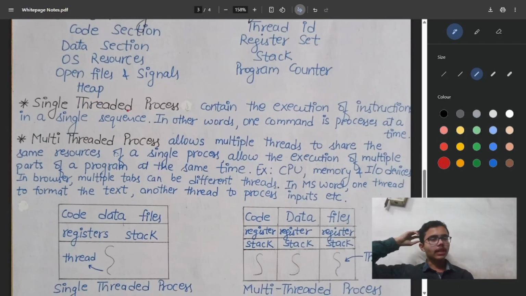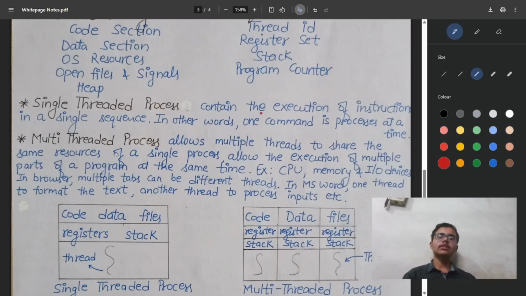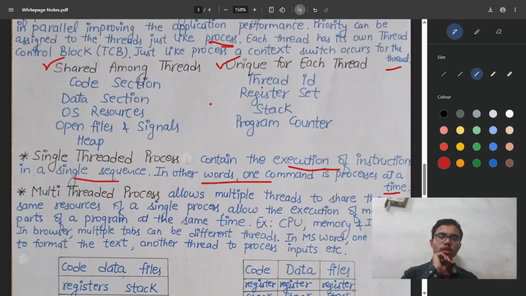There are two types of threads: single-threaded processes and multi-threaded processes. A single-threaded process contains the execution of instructions in a single sequence. In other words, one command is processed at a time. These are terminologies you have to know as a CSE person: what is shared among the threads and what is unique for the threads.